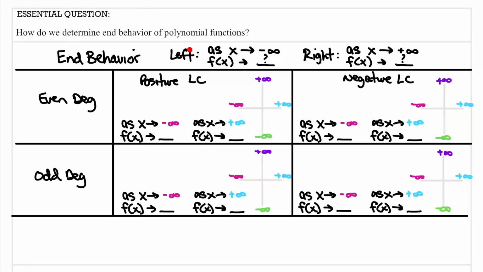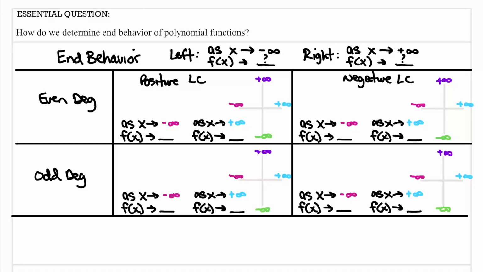So the left side, our left end behavior, is always going to be as x goes to negative infinity. So as we're going to the left on the x-axis, are the graph or the y values increasing or decreasing? And then the right side, we're looking at as our x values go to positive infinity, so as it goes forever to the right, are the y values increasing or decreasing? And so there's a couple different things that determine that.